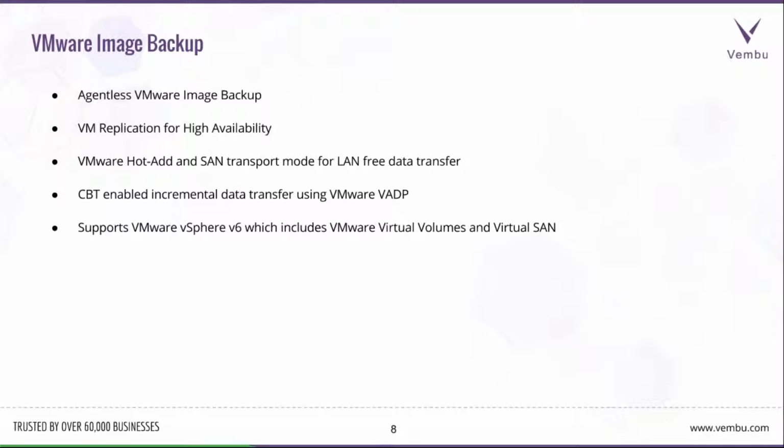It provides an option to perform VM replication for high availability, and it has VMware Hot Add and SAN transport mode for LAN-free data transfer, and CBT enabled incrementals that provide data transfer using VMware VADP. VM Backup supports VMware vSphere version 6, which includes VMware virtual volumes and virtual SAN.